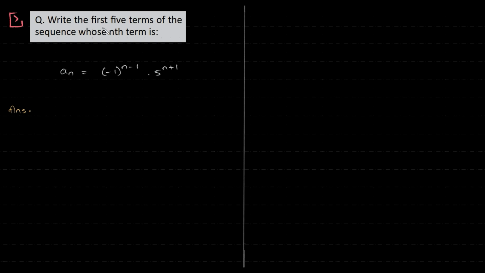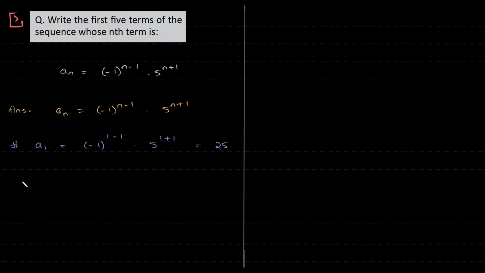Write the first 5 terms of the sequence whose nth term is a_n = (-1)^(n-1) × 5^(n+1). So we have a1, which is (-1) to the power of 1 minus 1, which is 0, times 5 to the power of 1 plus 1, which is 2. So this would be 1 and this would be 5 to the power of 2. So this is 25.